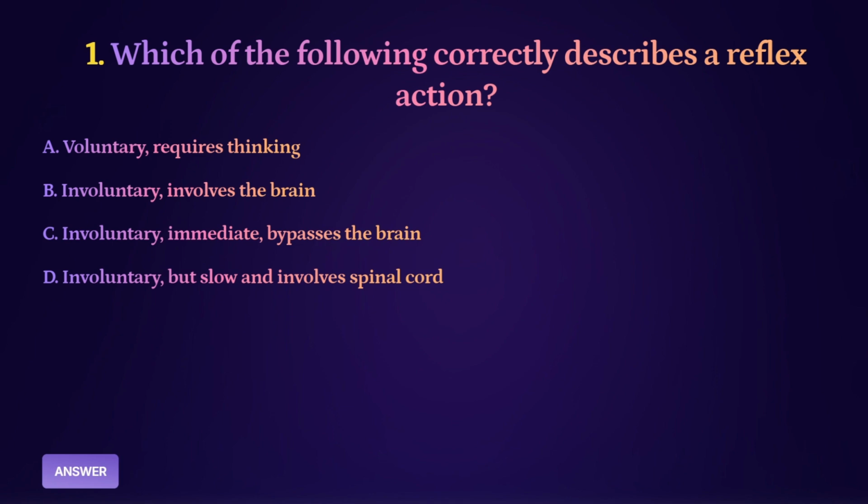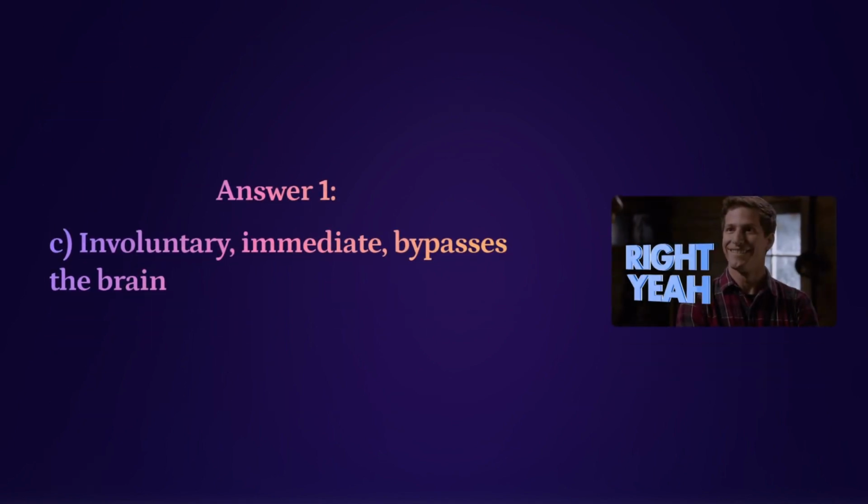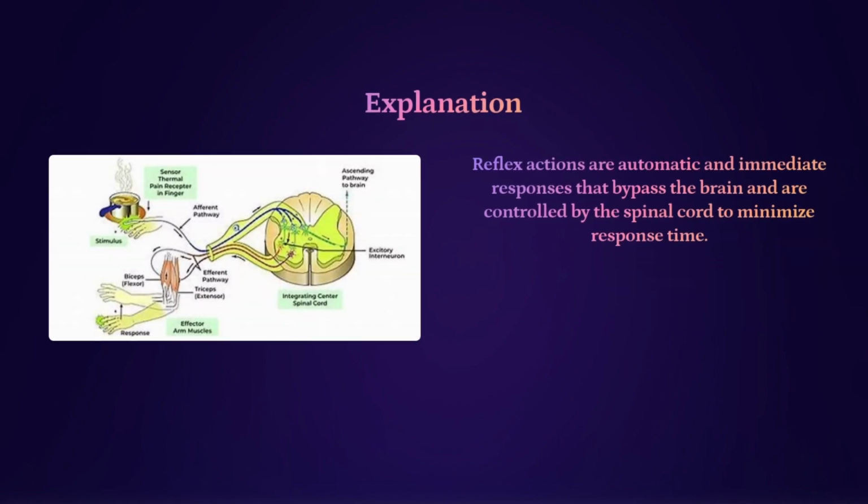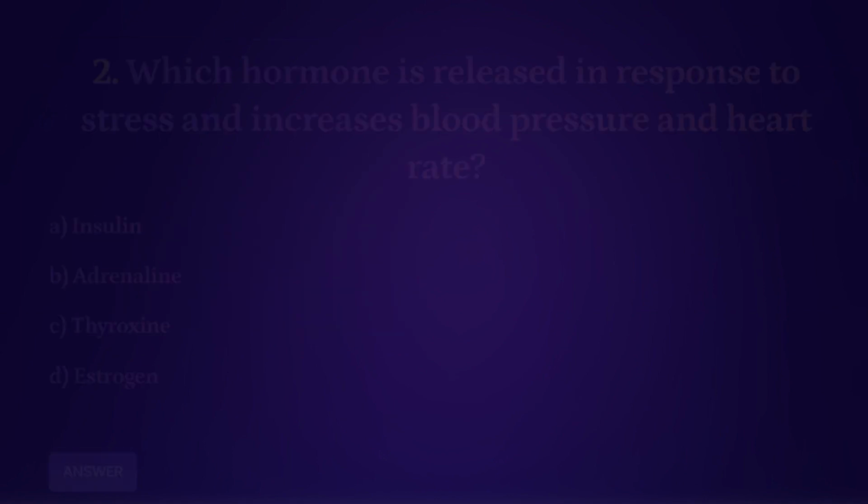Let's see the correct answer. It is option C, that they are involuntary, immediate and they bypass the brain. Why this is so? Because reflex actions are automatic and immediate responses that bypass the brain and are controlled by spinal cord to minimize the response time. Let's see question number 2.